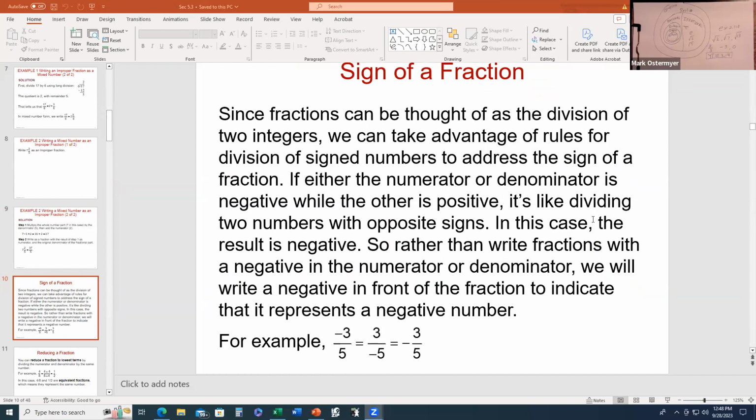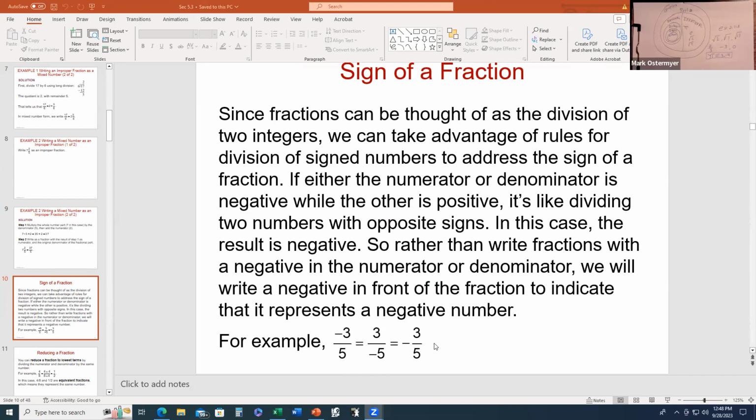Now, since fractions can be thought of as a division of two integers, we can make use of the rules for division of signed numbers to address the sign of a fraction. Bottom line, ladies and gentlemen, is what they're trying to get at here is if you have a negative fraction, it doesn't matter where you attach the negative sign.